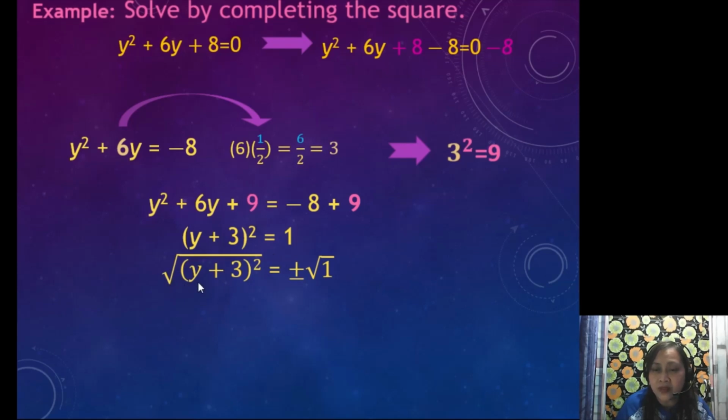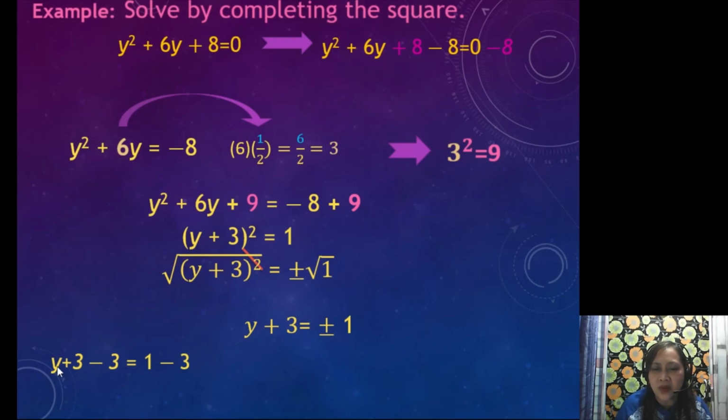So the square root of the quantity y plus 3 raised to 2 is equal to the positive and negative square root of 1. So you apply what you have learned in extracting square roots, no? So we will cancel the radical sign and the exponent, and what we have is y plus 3 is equal to positive and negative 1. Why 1? Because the square root of 1 is 1. And now we have two values of y here, when 1 is positive and when 1 is negative. So let us try to solve first when 1 is positive.